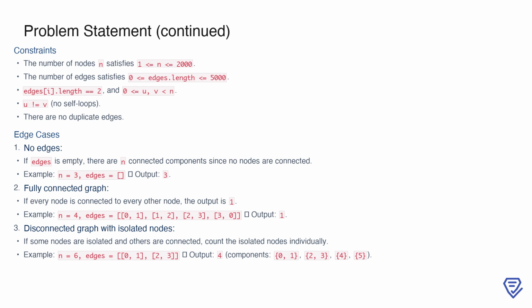For edge cases, if there are no edges, such as n equals 3, edges equals an empty list, each node is its own component, resulting in an output of 3. In a fully connected graph, like n equals 4, edges equals [0, 1], [1, 2], [2, 3], [3, 0], all nodes are part of a single connected component, so the output is 1. Disconnected graphs with some isolated nodes, such as n equals 6, edges equals [0, 1], [2, 3], require counting both connected groups and isolated nodes individually. Here, the components are {0, 1}, {2, 3}, {4}, and {5}, giving an output of 4. Keeping these constraints and edge cases in mind is key to implementing a robust solution.